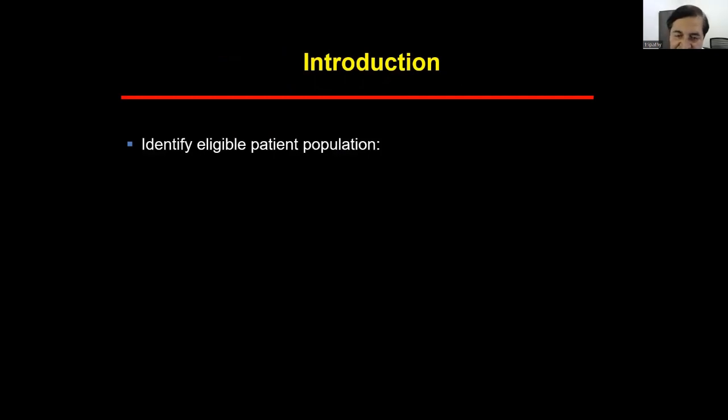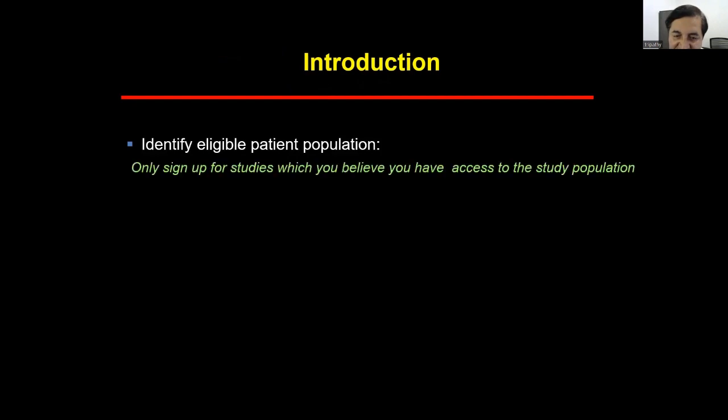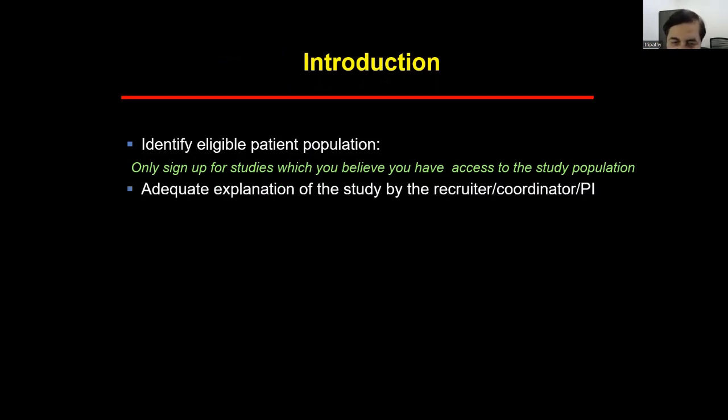Yeah, so the key is you have to find the eligible patient population. That's the most important, and only sign up for studies. For example, I'm a diabetes doctor. If I sign up for a study with asthma patients, of course, I'll never be able to recruit them. So just sign up for studies in which you believe you have access to the study population.